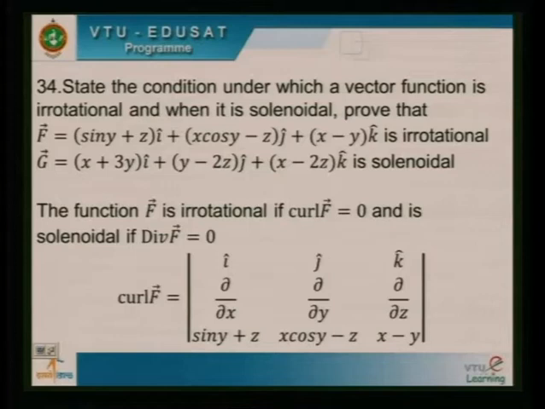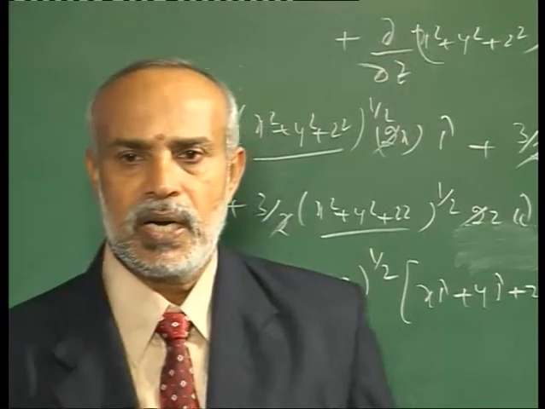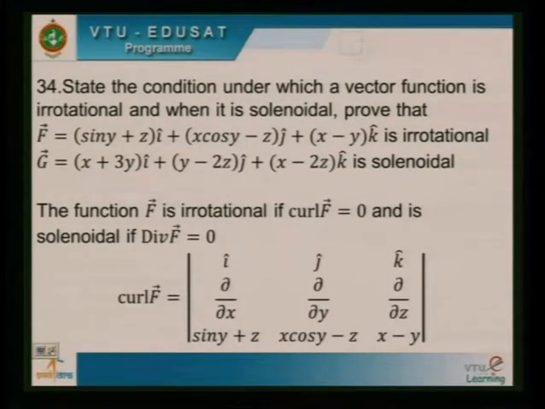Next, state the condition under which a vector function is irrotational and when it is solenoidal. Prove that f vector is equal to sin y plus z into i vector plus x into cos y minus z into j vector plus x minus y into k vector is irrotational. G vector is equal to x plus 3y into i vector plus y minus 2z into j vector plus x minus 2z into k vector is solenoidal.